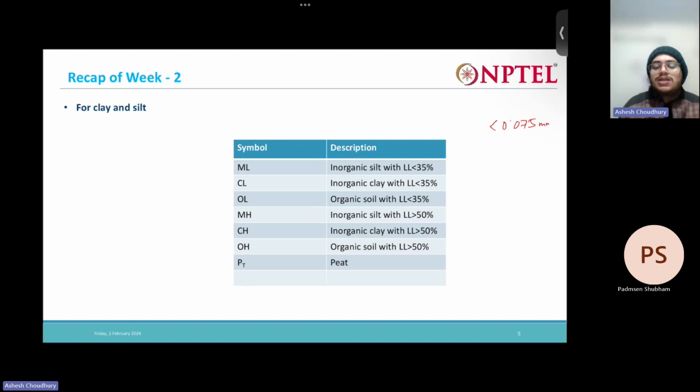Let us see what are the probable symbols that we can have. It can have ML, CL, OL, MH, CH, OH, and PT. So for clay and silt, these are the probable symbols that we can have.